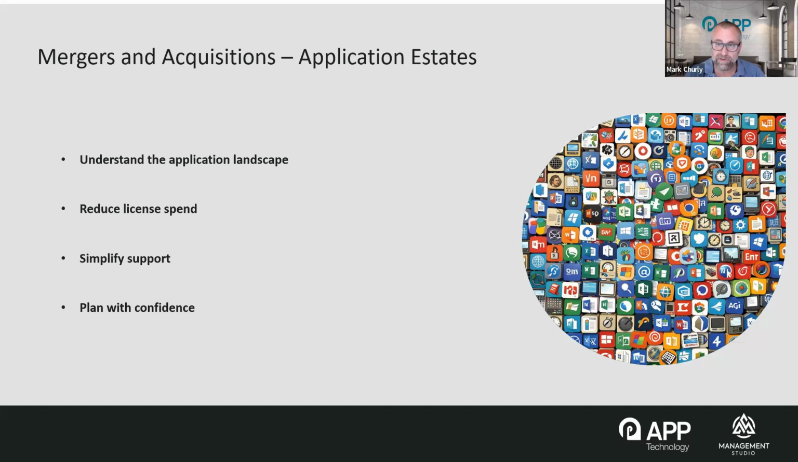The next line on the slide, reducing license spend, is a really obvious output from this. Once you've got that application estate understood, you can start seeing where there are duplicate, unused, or overlapping licenses. And this is often one of the quickest wins within M&A activities, where you can start demonstrating material savings. When you get that application estate under control, you can then start simplifying your day-to-day support, with more consistent builds and fewer applications under management.